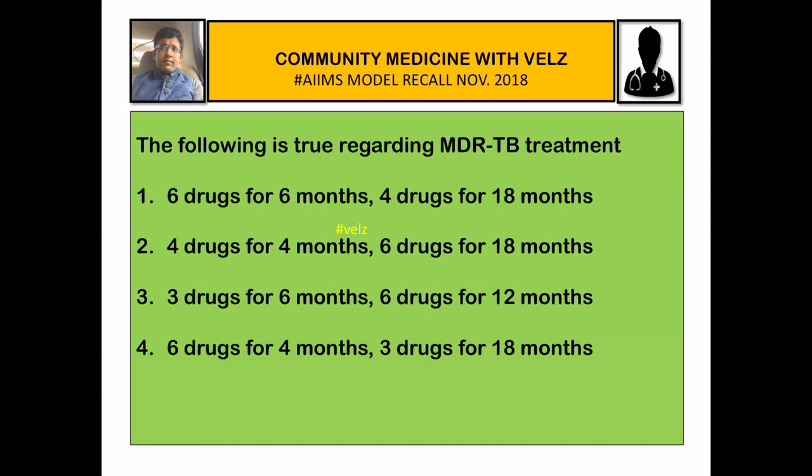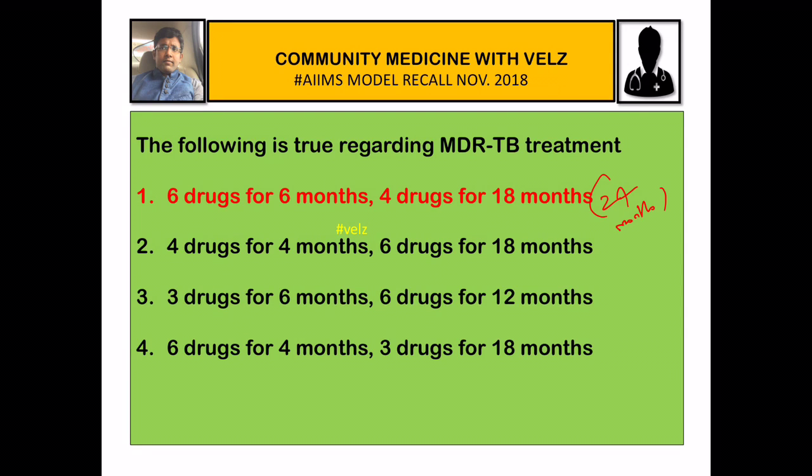Next, the following is true regarding MDR-TB treatment. In multi-drug resistant TB treatment, we will give 6 drugs for 4 months, 6 drugs for 6 months and 4 drugs for 18 months. So totally it will be for a minimum of 24 months.